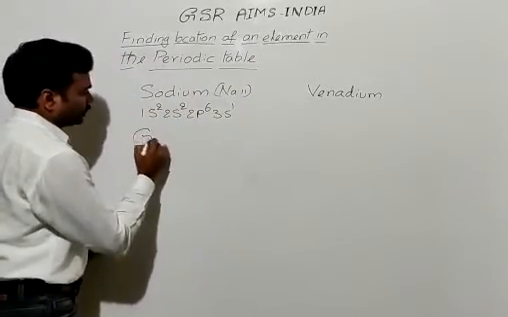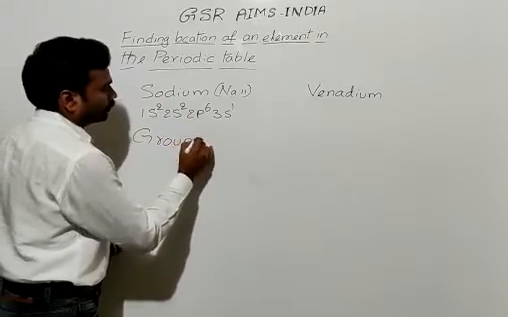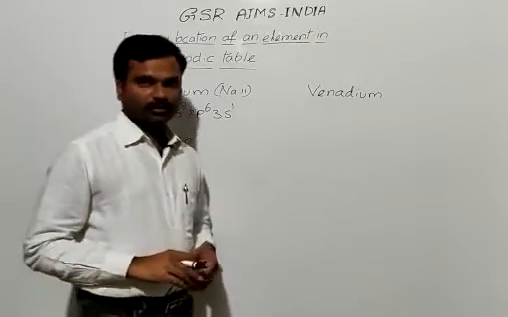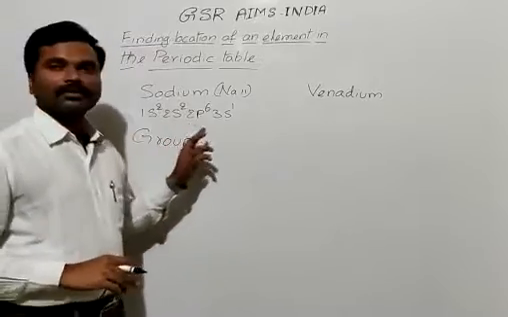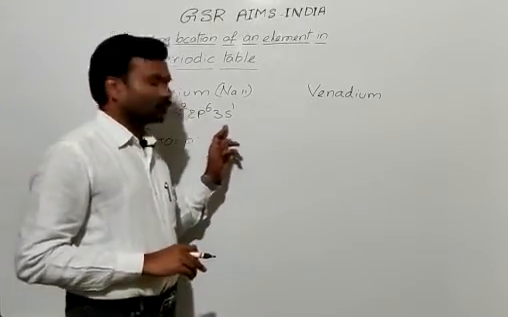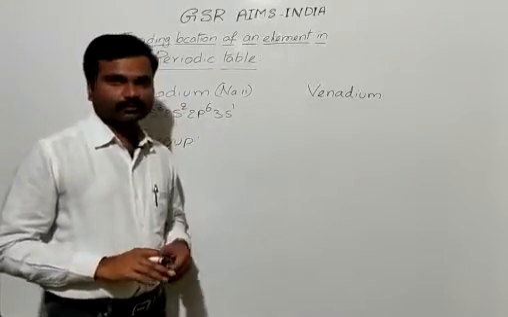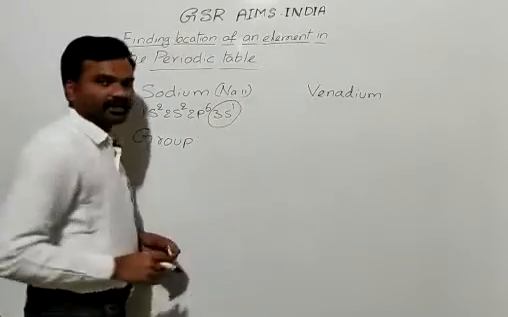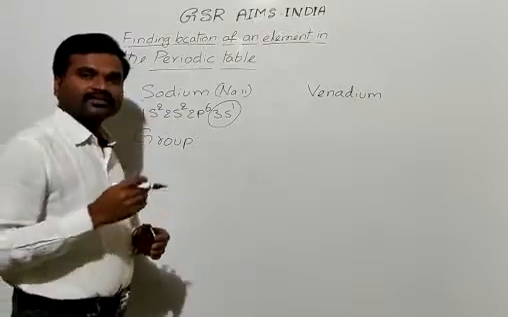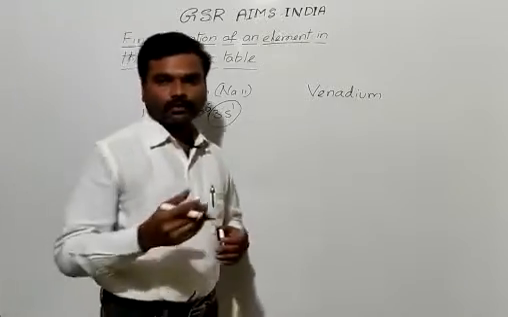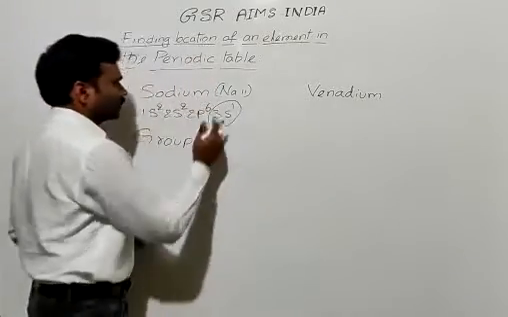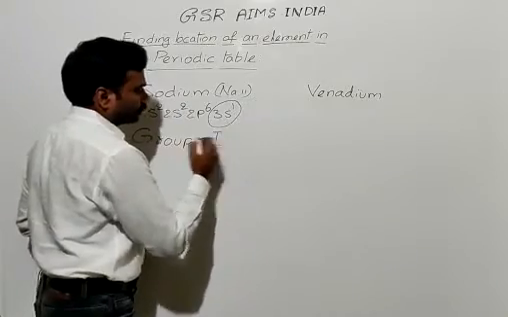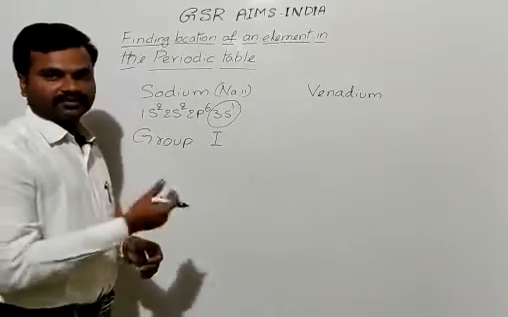First, let us find the group to which it belongs in the periodic table. The group number of an element can be found based upon the valence electrons of that element. For sodium, there is only one electron in the valence shell. The number of valence electrons gives the group number of that element. So for sodium, the group number is 1, as it has only one electron.